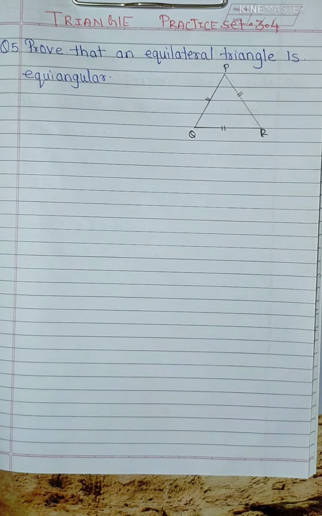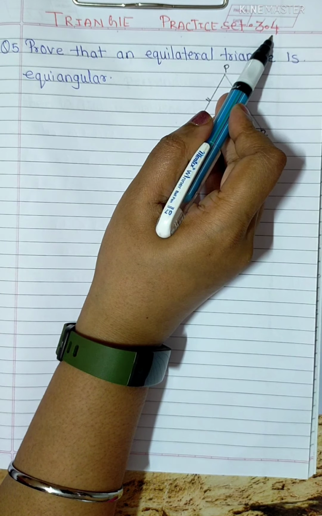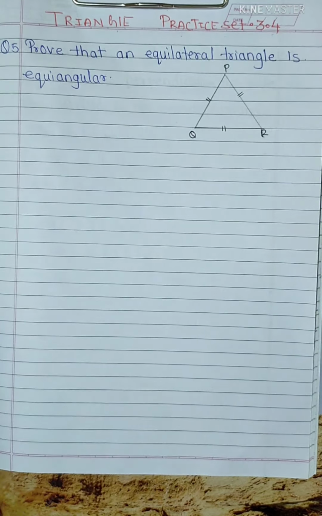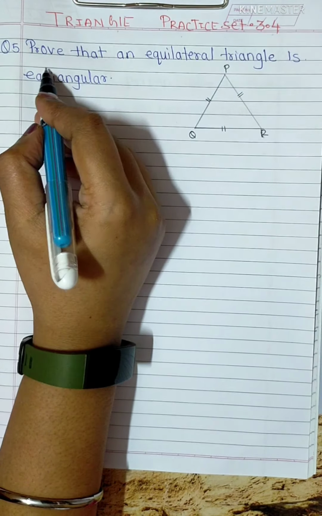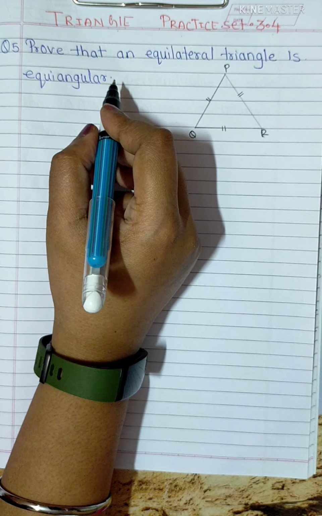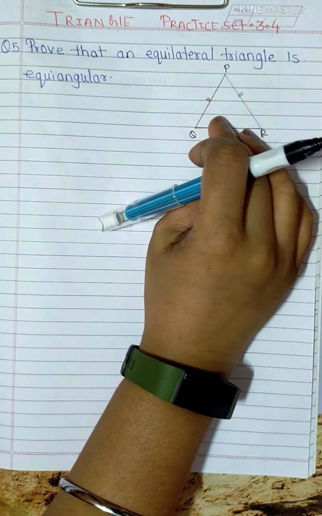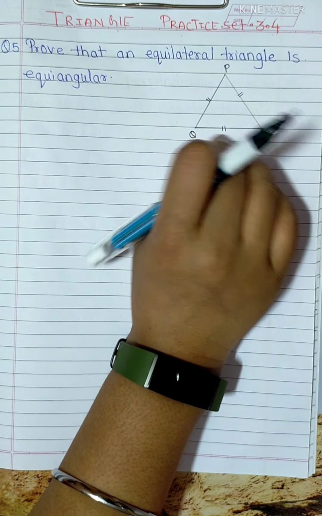Today we are going to solve chapter 3 triangle practice set 3.4 of class 9th. So question number 5 is given. Prove that an equilateral triangle is equiangular. So here we have to prove that an equilateral triangle is equiangular.